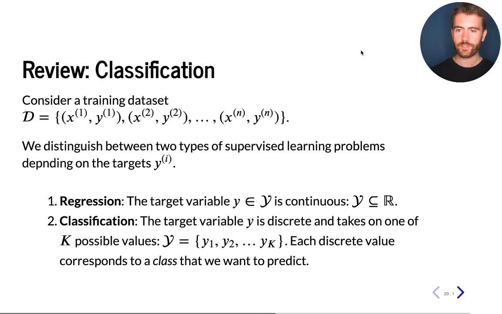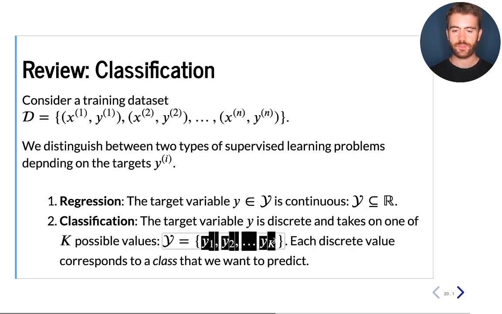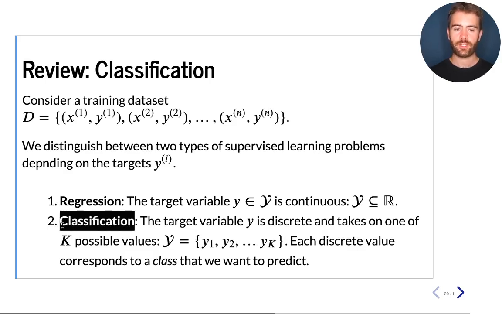So recall that we're still in the setting of classification, where we have a labeled training data set with inputs x and targets y, and these targets y take on a set of k possible discrete values. They can be one of k possible classes, and this means that we have a classification problem.